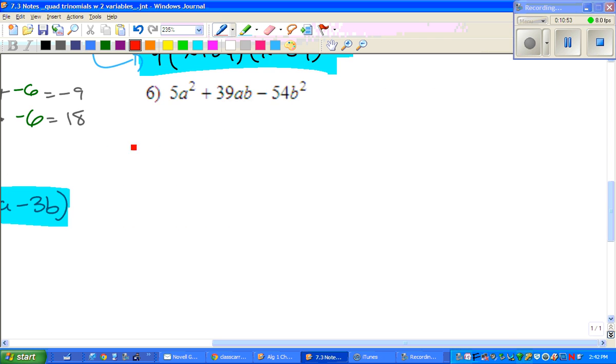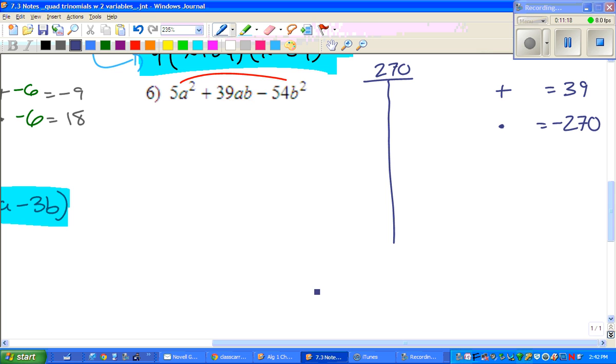Now, for number 5, is there a GCF? No, there's not, unfortunately. So when you do 5 times -54, like, oh, what is that? Well, that's actually 270. So when we're doing this, we want numbers that add up to 39 and multiply to -270.